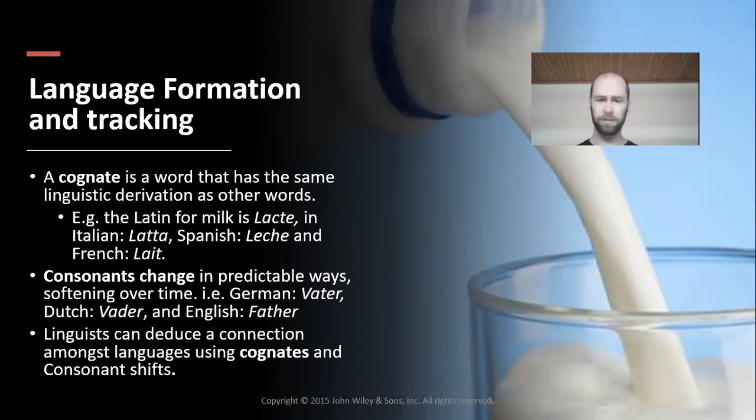So linguists deduce connections between languages and can track them back in time to find the root language using these two things, cognates and how consonants change.